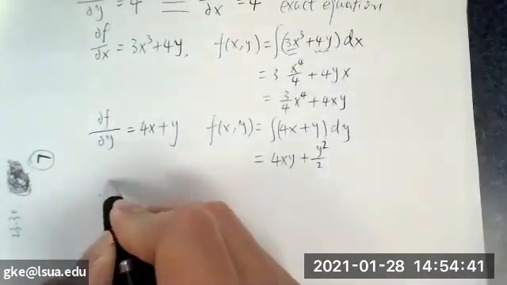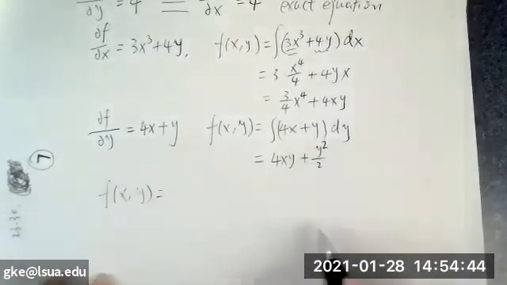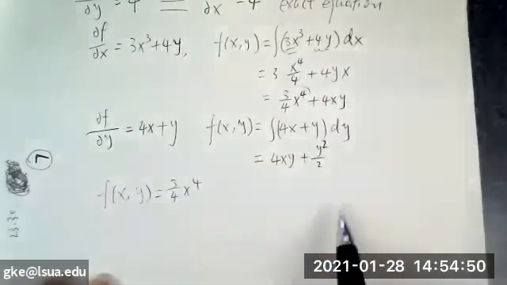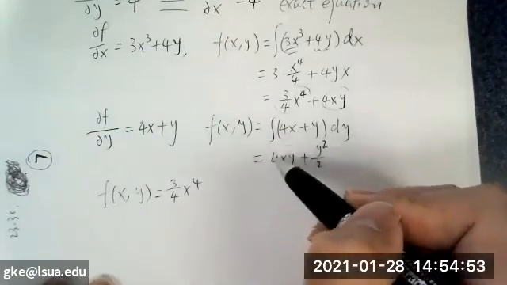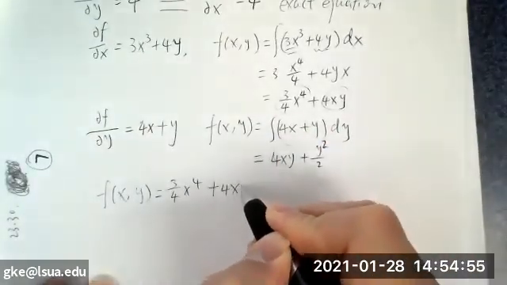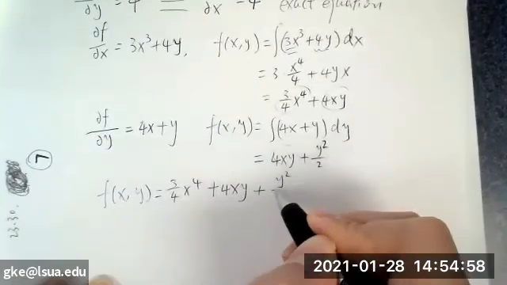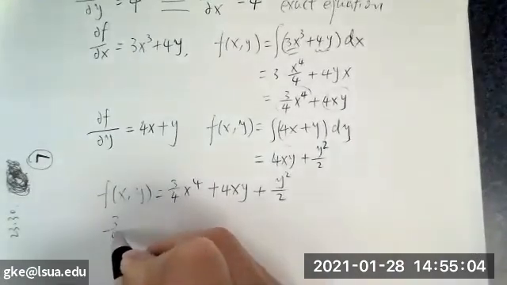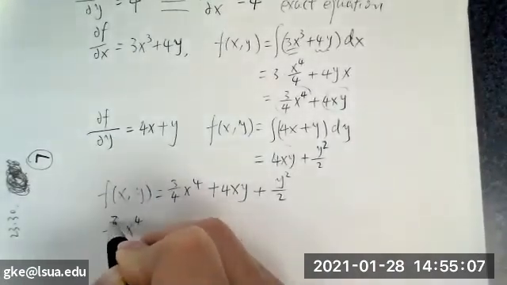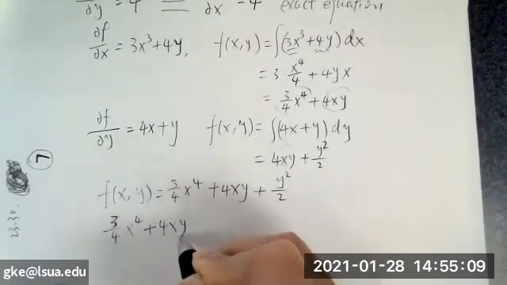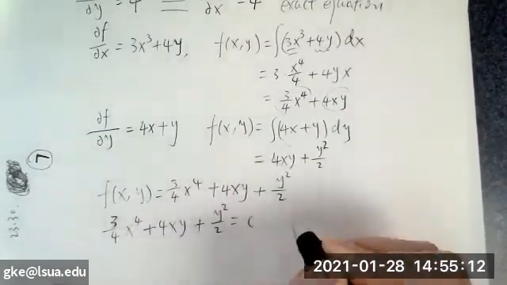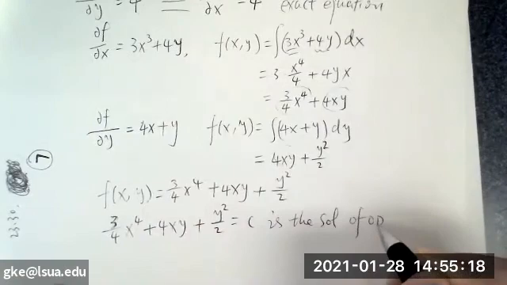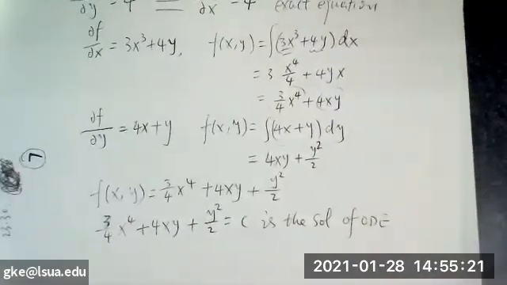Now you can combine the terms. We don't have these terms here. We pick this term, and we have a repetition, 4xy, so we just pick one. And we have this term. We find f(x,y), and let this guy equal C. It's the solution of the ODE.